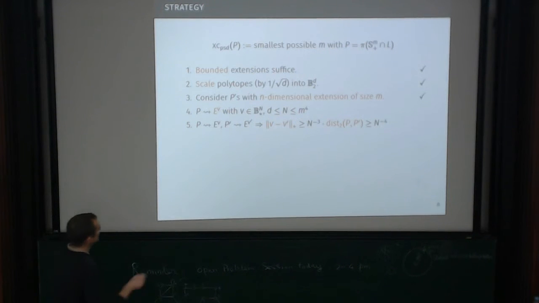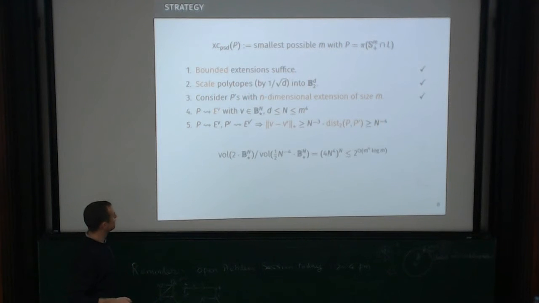Well, we have that all 0, 1 polytopes, we can represent in this way, n-dimensional extension of size m. All these polytopes, or their extensions, have representations which are pairwise far away from each other. So each of these representations has a ball of radius 1/2 times n to the minus 4 around it, such that this ball doesn't touch any other ball of the representations. So not many balls of radius 1/2 times n to the minus 4 fit into this unit ball.